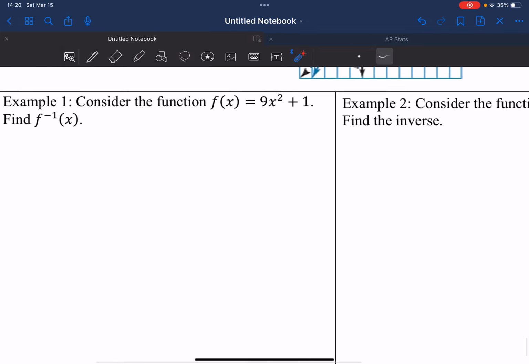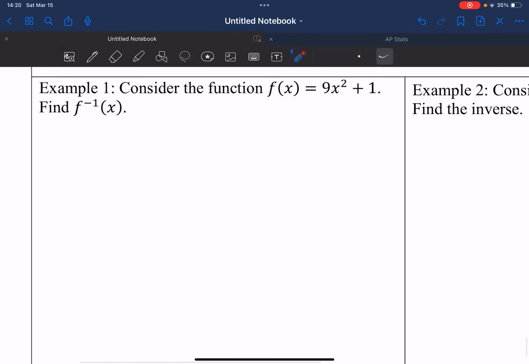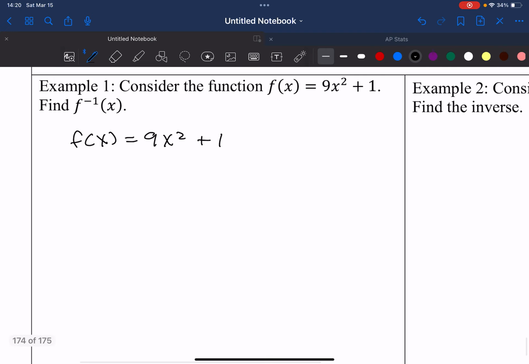So let's look at some examples. Example 1 says, consider the function f of x is equal to 9x squared plus 1. Find f inverse of x. That's what this f to the negative 1 of x means: inverse. So I'm going to take f of x is equal to 9x squared plus 1, and instead of f of x, I'm going to write this as y. So this is y is equal to 9x squared plus 1.